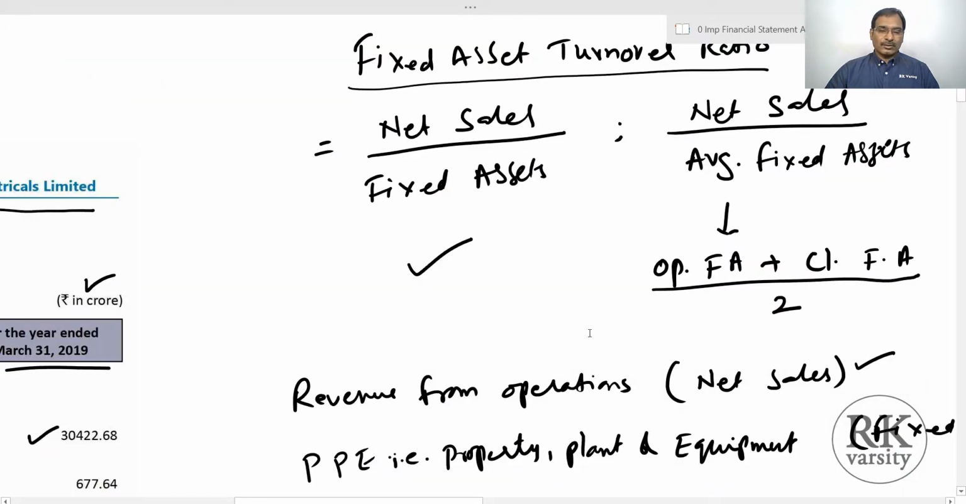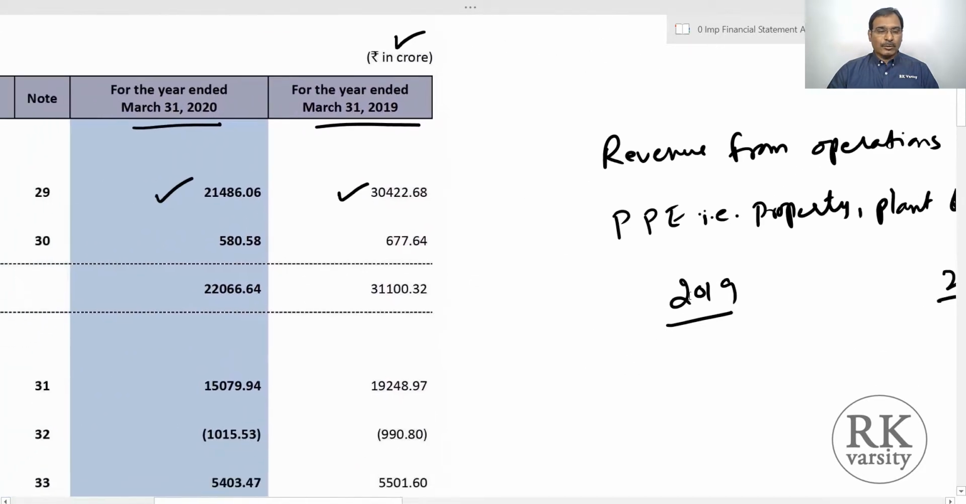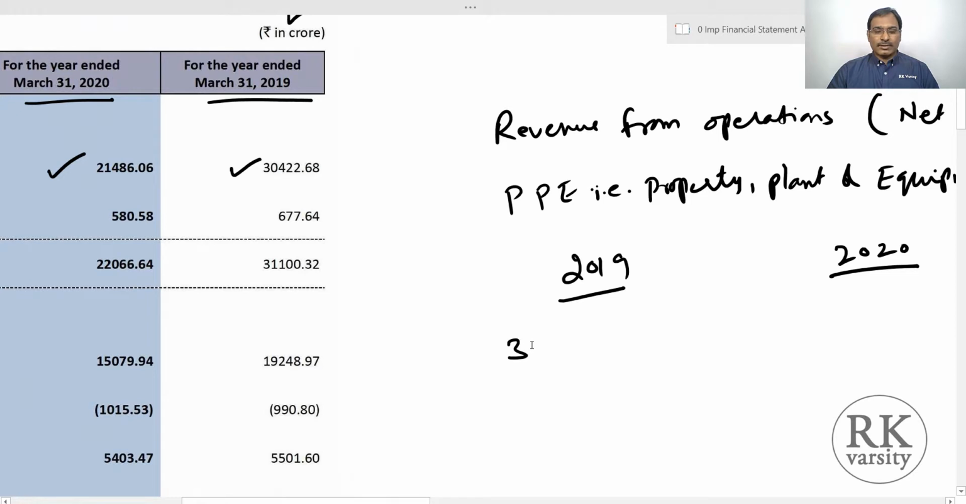Now, using the profit and loss account and balance sheet of Bharat Heavy Electricals Limited, we will calculate the fixed asset turnover ratio. As I told you, I prefer using this equation, that is, net sales upon fixed assets. For the financial years 2019 and 2020, we calculate for two years. Our revenue from operations for 2019 is 30,422.68 crore, whereas for 2020 it is 21,486.06 crore, and this is upon your fixed assets, that is, property, plant and equipment.